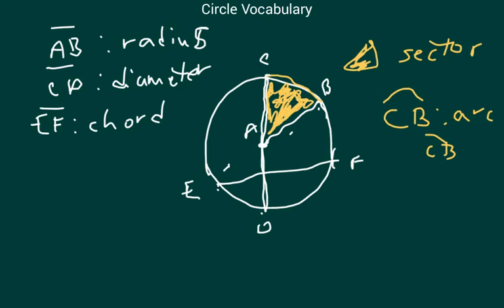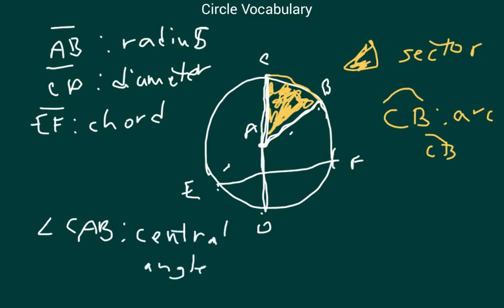I forgot to mention that this angle that's formed by C to A to B is referred to as a central angle. Angle CAB is a central angle. It has the center of the circle as its vertex. So that's the definition of central angle.